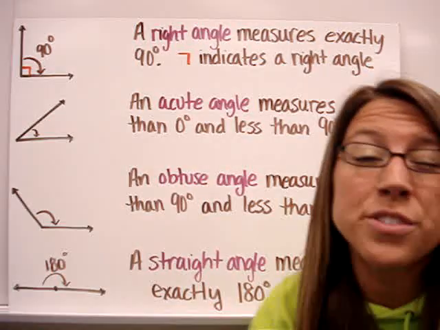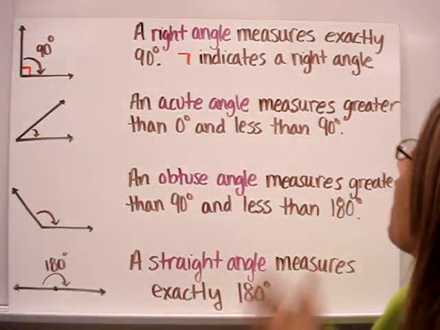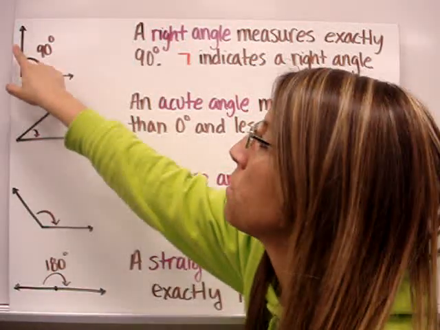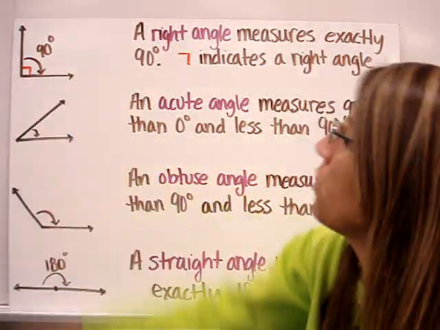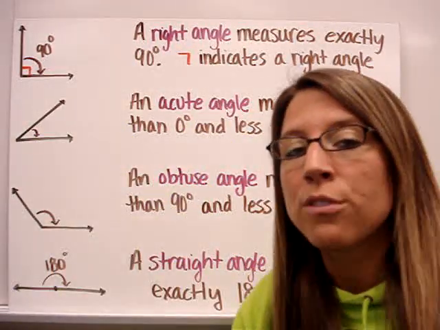These are our classifications of angles. You're probably familiar with them. This is a right angle, and a right angle measures exactly 90 degrees. So from this ray to this ray, that's 90 degrees. And this symbol, which you'll see very frequently, indicates that we have a right angle.